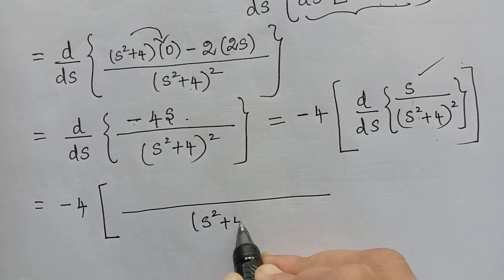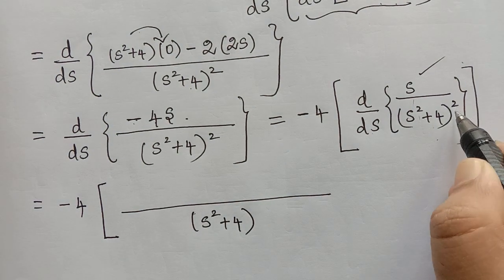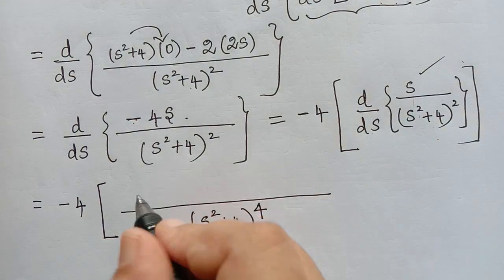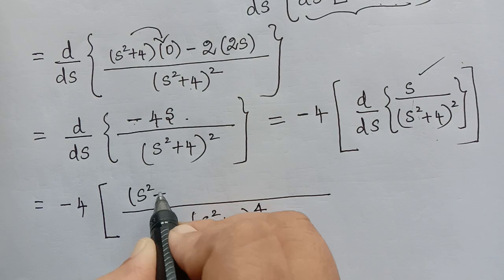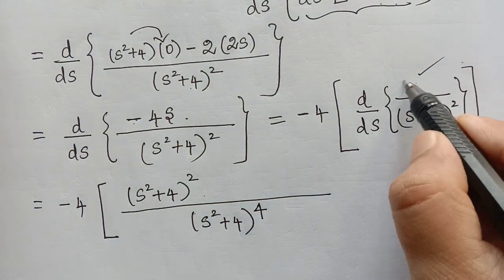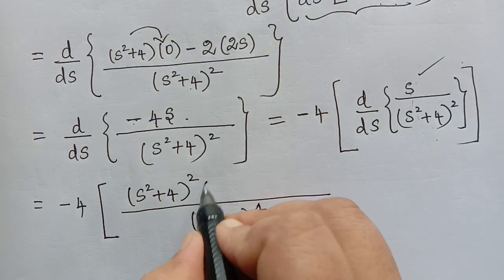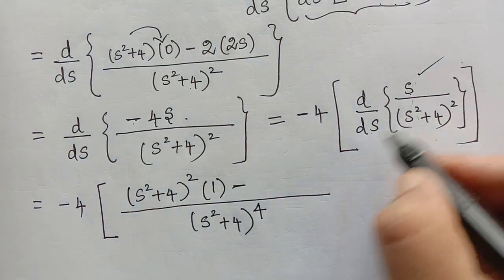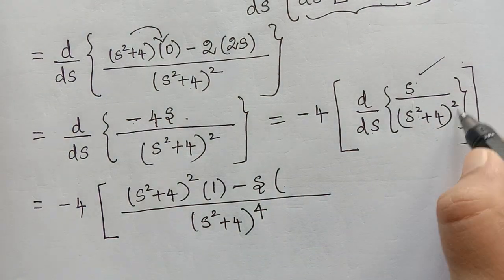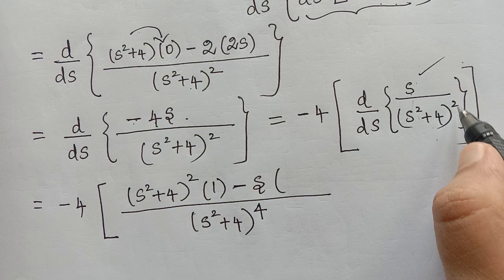So s square plus 4, already you have a square. So again when it is squared, it will become power 4. And in the numerator, v, so s square plus 4 the whole square multiplied with u dash. What is u? It is s. So differentiation of s is 1, minus s multiplied with u multiplied with v dash. V is the denominator, the differentiation of the denominator.